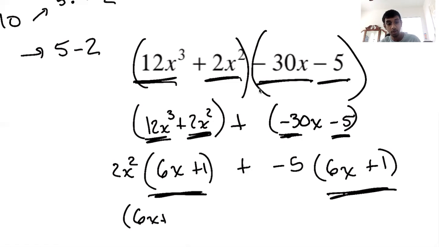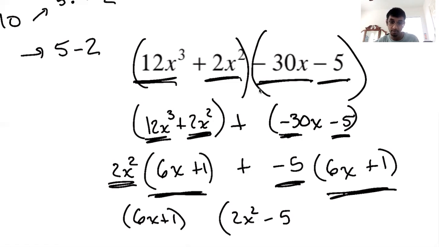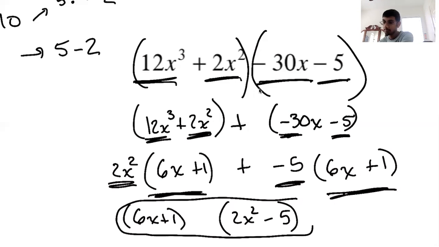So 6x + 1. And then on the outsides of both of the parentheses, we have a 2x² and a negative 5. That would mean that we're going to put those in their own parentheses, but we're going to mush them together. So it's going to become 2x² − 5. Good, and that would be our answer. That's not too bad.